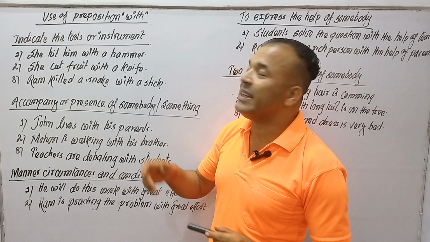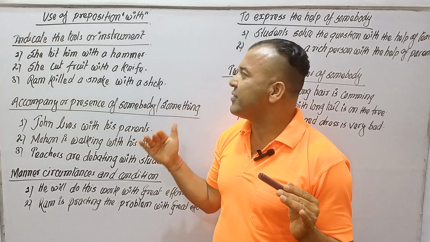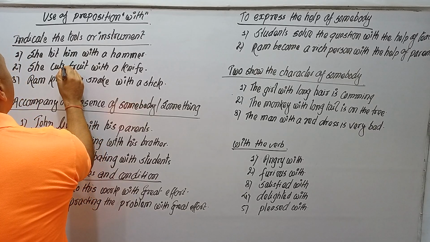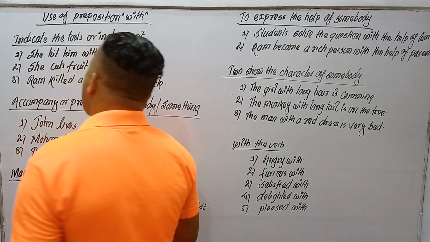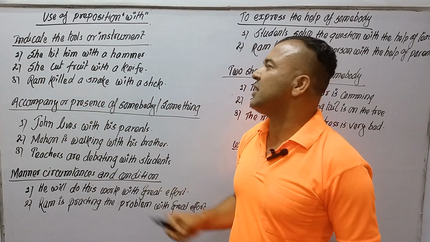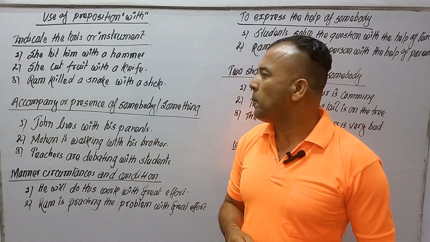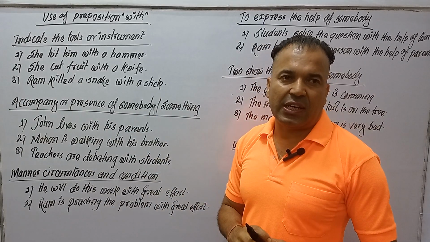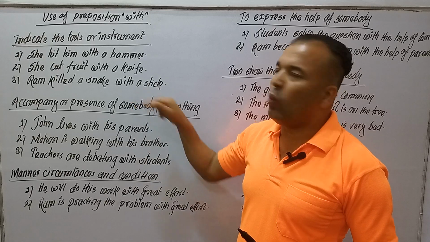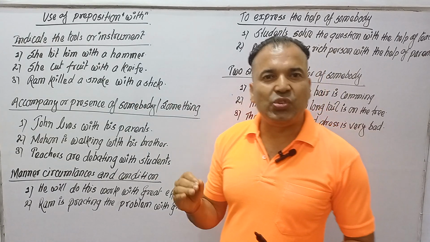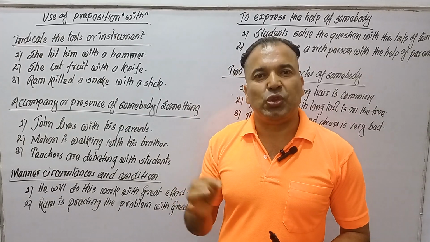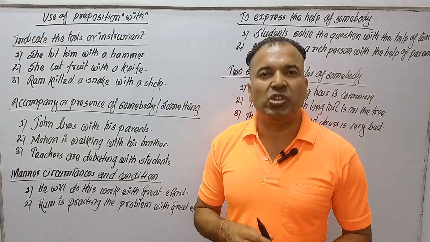She cut fruit with a knife and killed a snake with a stick. Kill a snake with a stick, with an instrument or weapon. While we are using an instrument or weapon, in this condition, we have to use the preposition with.